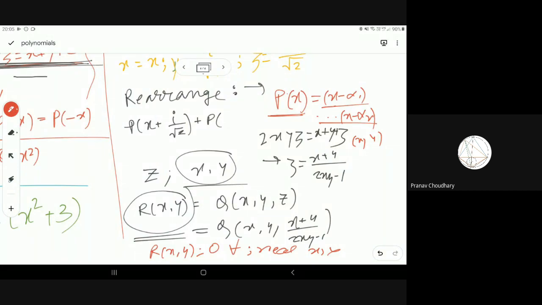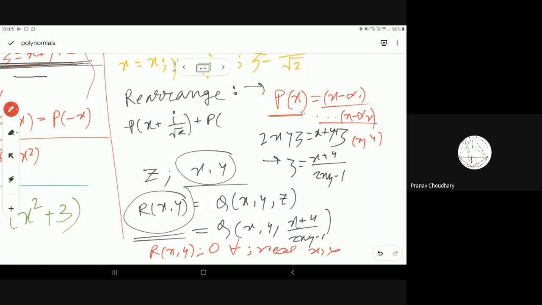So even if you pick x equals some complex number which is not purely complex, or not even purely, why am I saying purely, like if you pick x equals 1 plus i and y equals 1 minus i, r of (1 plus i, 1 minus i) is still 0. Do you get the point now?